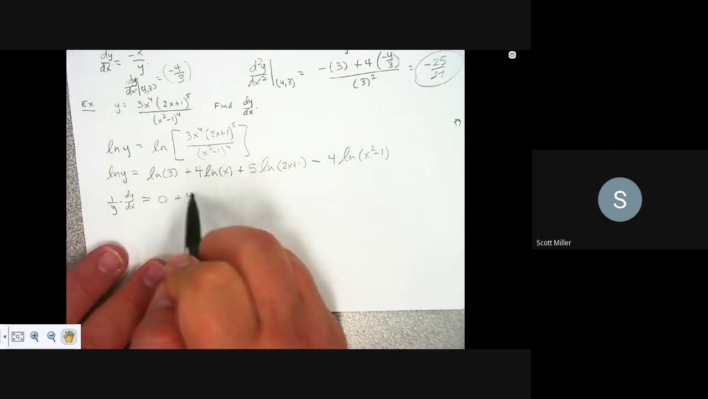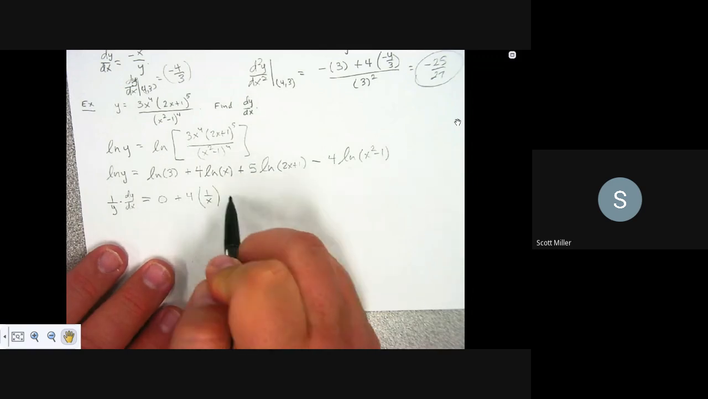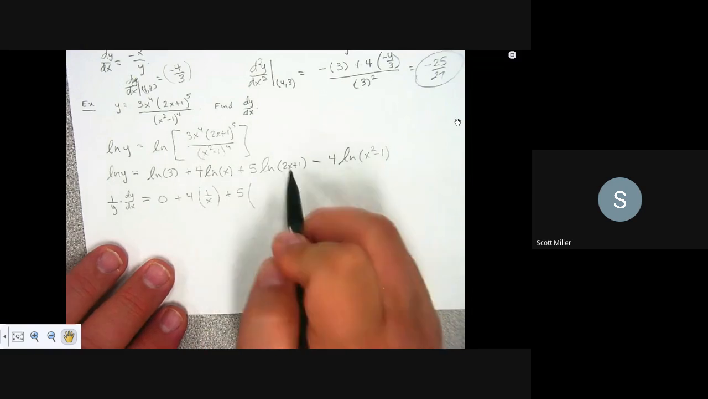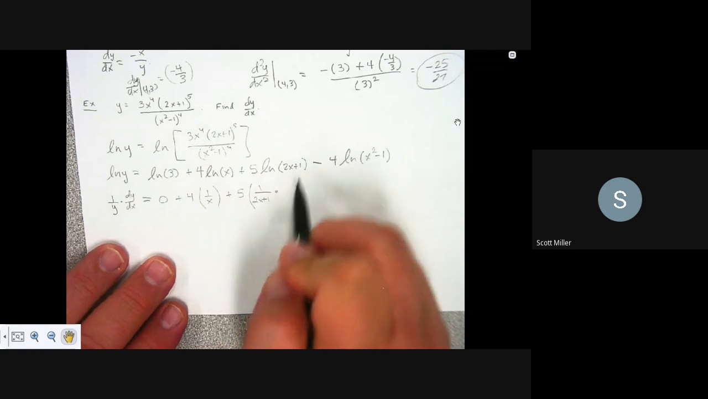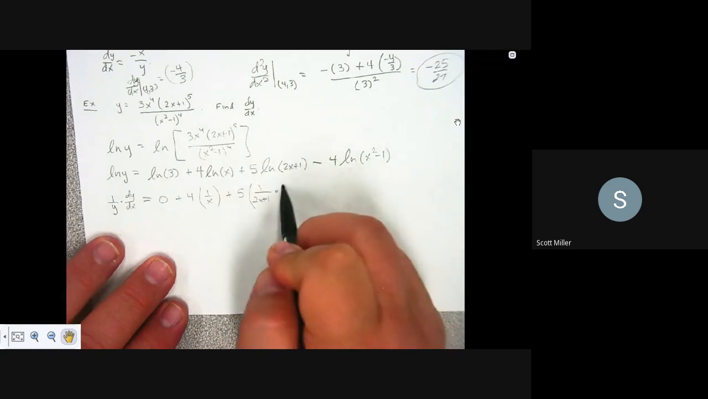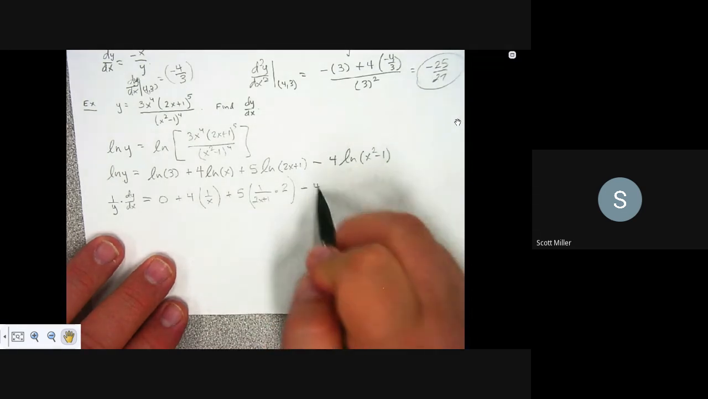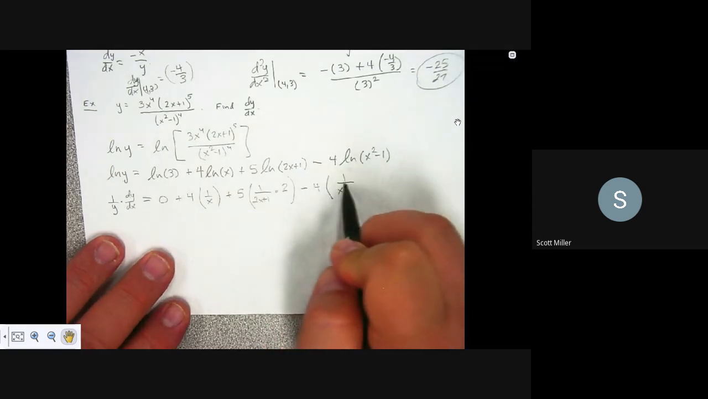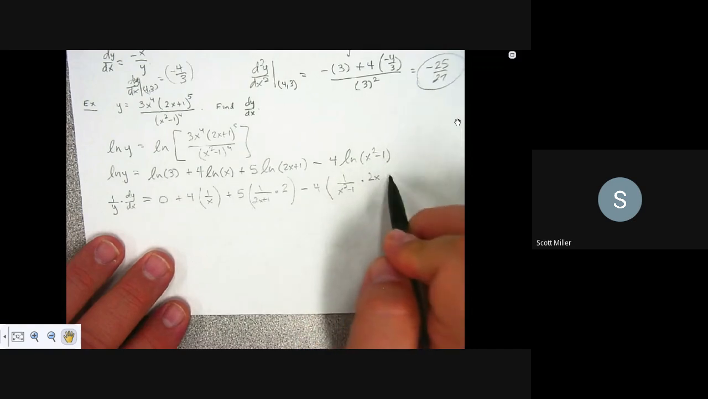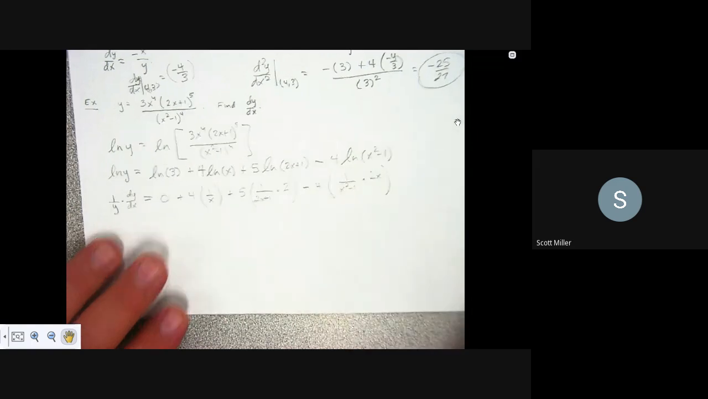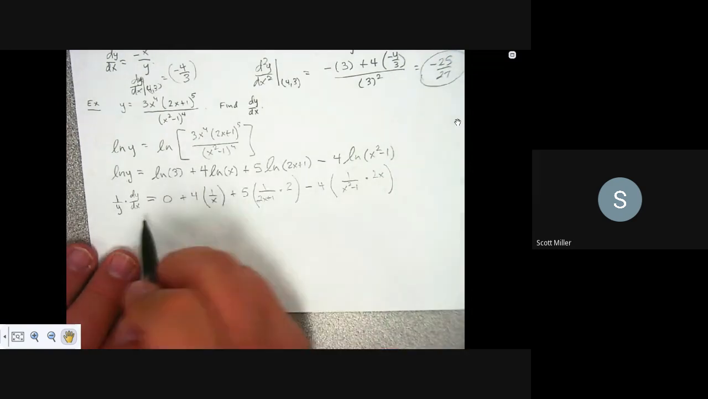This over here is going to be plus 4 times the derivative of natural log of x, which is 1 over x, plus 5 times the derivative of this quantity, which is 1 over 2x plus 1 times the derivative on the inside here, which is a 2, minus 4 times 1 over x squared minus 1 times the derivative on the inside here, which is 2x. So we've just taken the derivative. Our goal now is to then clean this up and solve for dy dx.